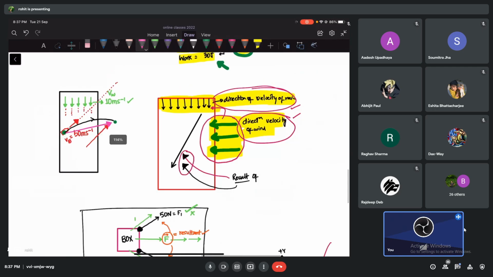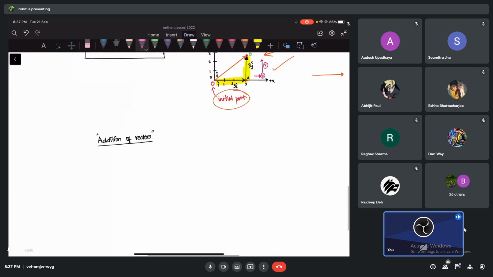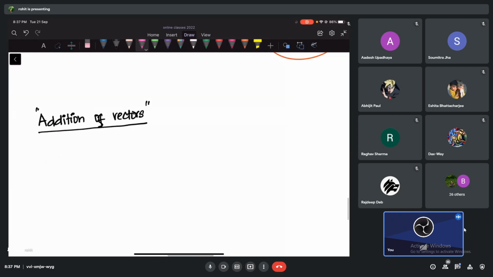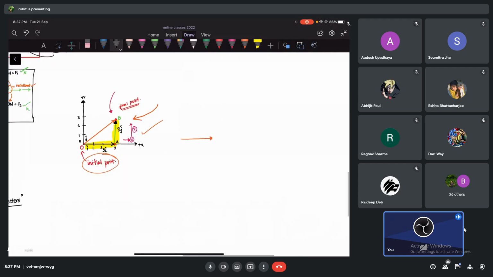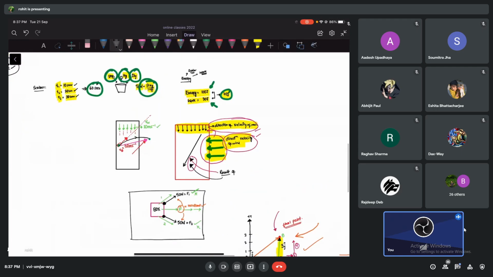Don't worry about this. Right now I think it's not a good time. Let's go to addition of vectors. Whoever asked me, it is a good question, but please wait for me. Let's talk about addition of vectors. Do you already realize that addition of vectors is not like addition of scalars, right?